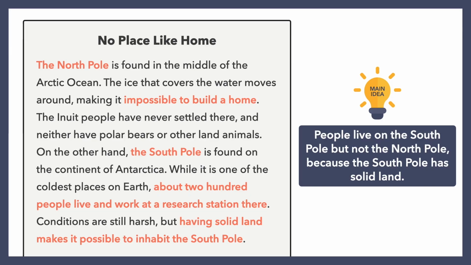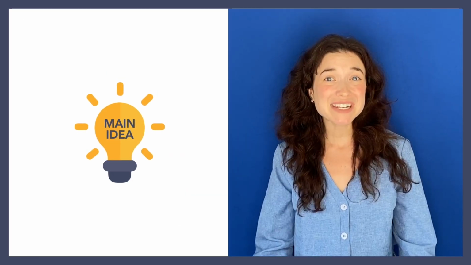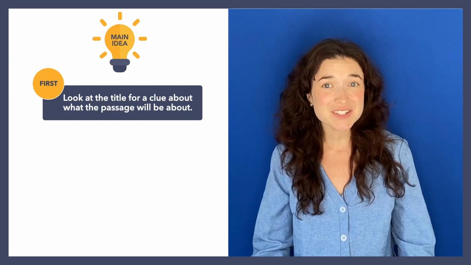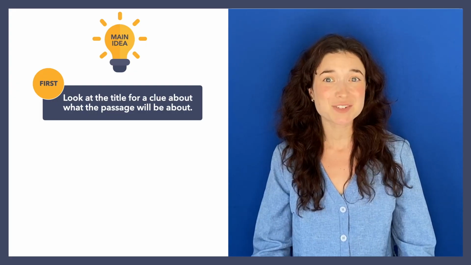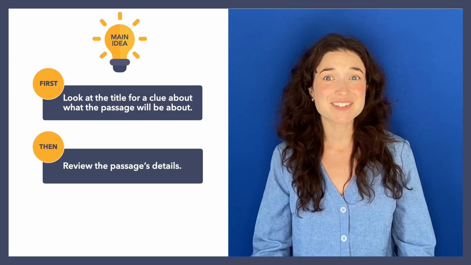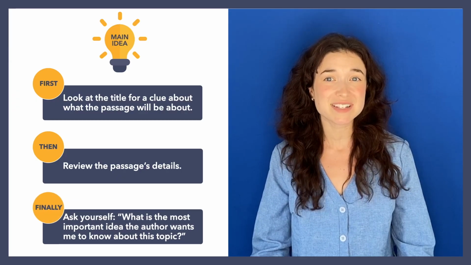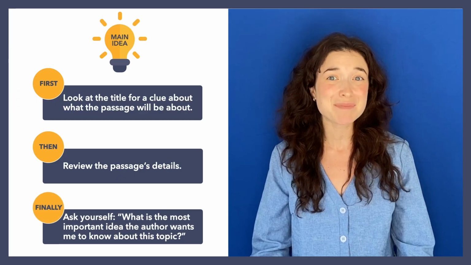Well done! Remember, when determining the main idea of a passage, a good first step is to look at the title, if there is one, for a clue about what the passage will be about. Then review the passage's details, and finally ask yourself, what is the most important idea that the author wants me to know about this topic?